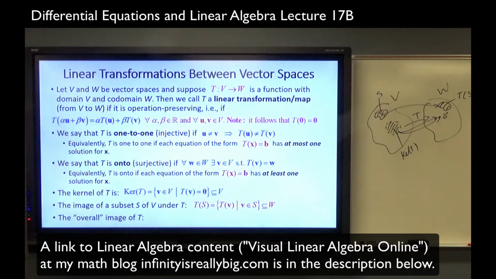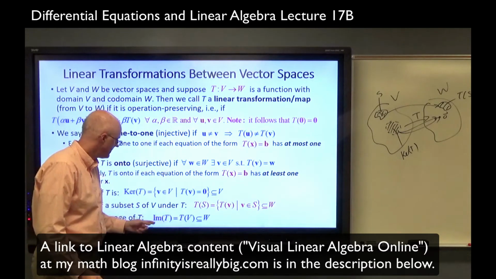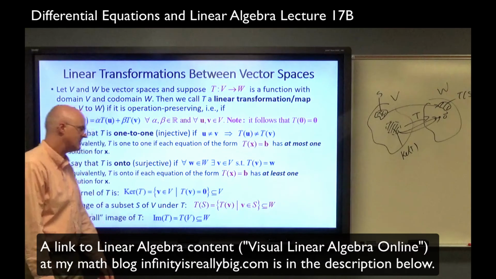The overall image of T is when S equals V. You can write T of V. You can also just write Im of T for image of T.